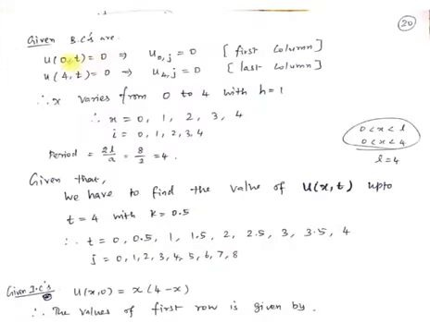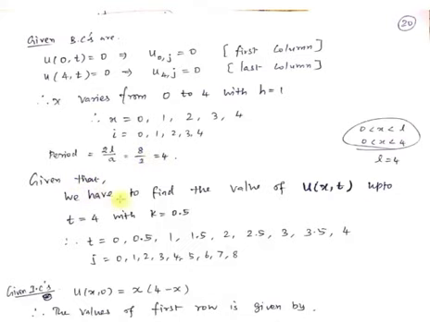Given the boundary conditions are u of 0 comma t equal to 0, u of 4 comma t equal to 0. It is the first column, it is the last column. So x values lie between 0 to 4 with h equal to 1. So x varies from 0 to 4, that is i equal to 0 to 4. Period of the oscillation is 2L by a equal to 8 by 2 equal to 4.